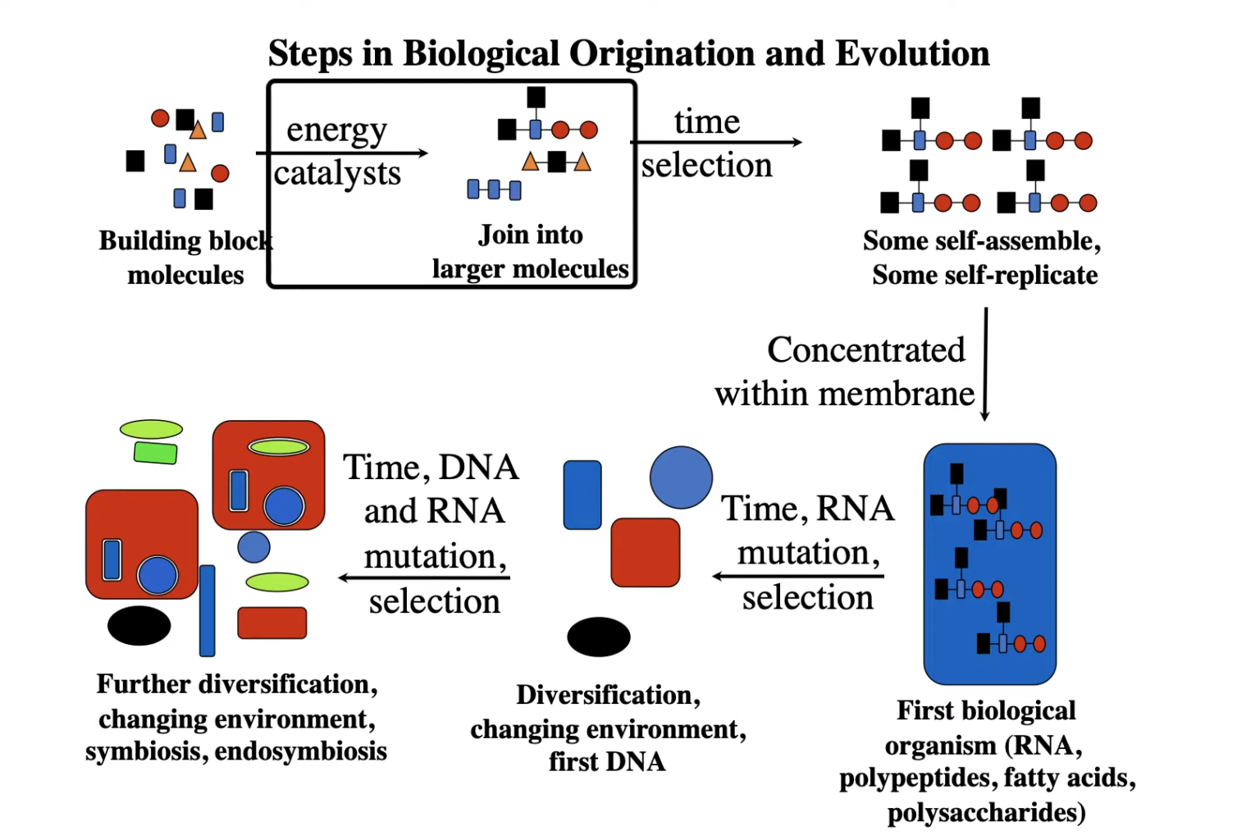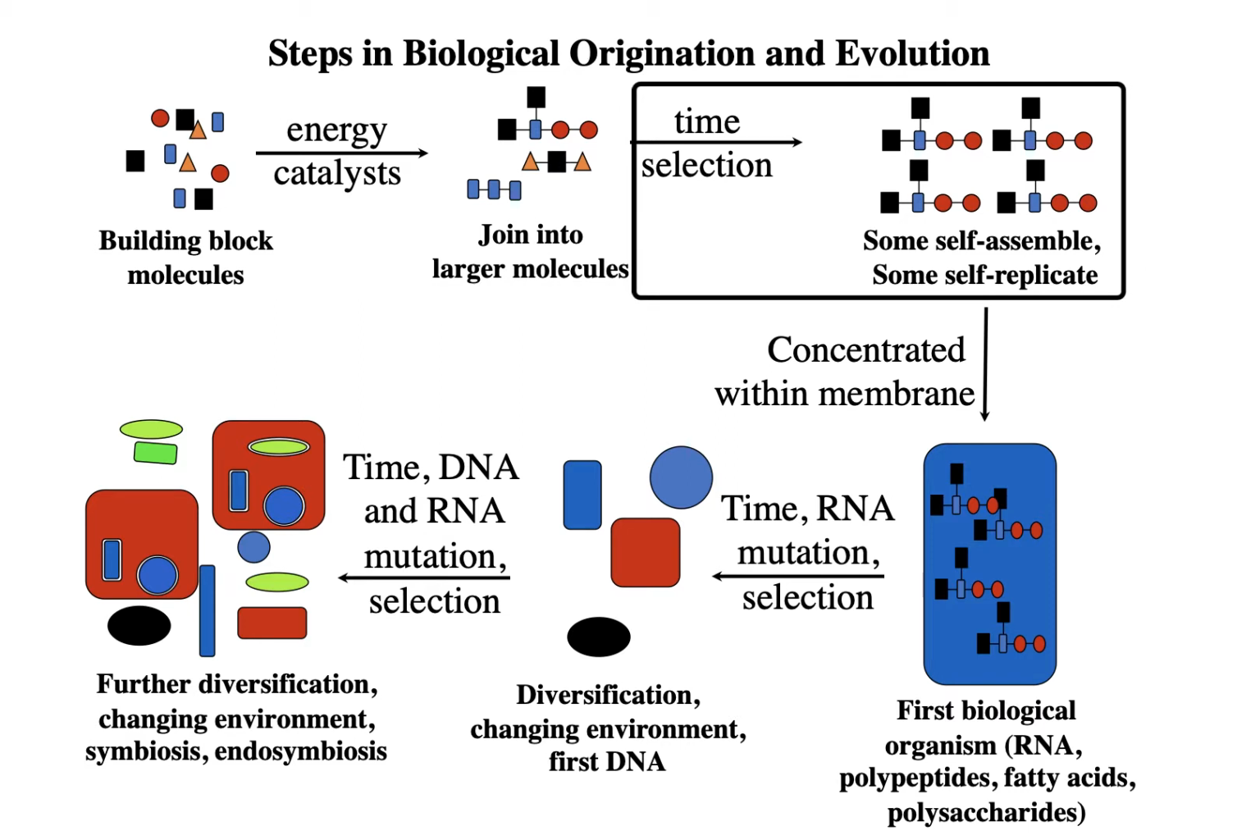And then you have energy and catalysis, and some of these could join into larger and larger molecules, including RNA. In some cases, we know that RNA can be produced de novo into longer chains, and amino acids can be joined into peptides by non-biological means as well.